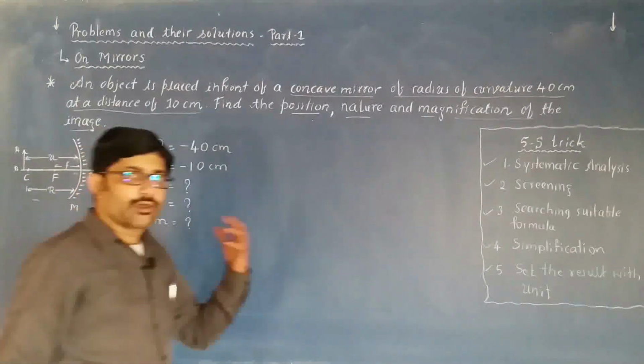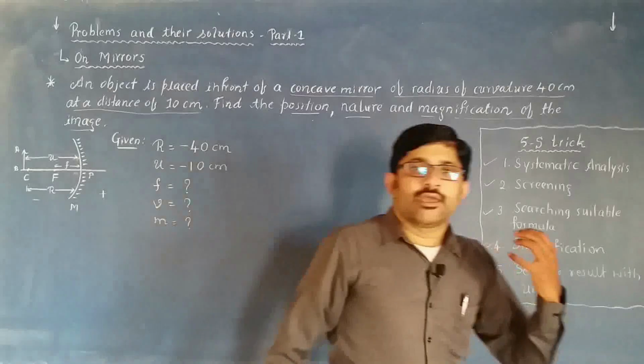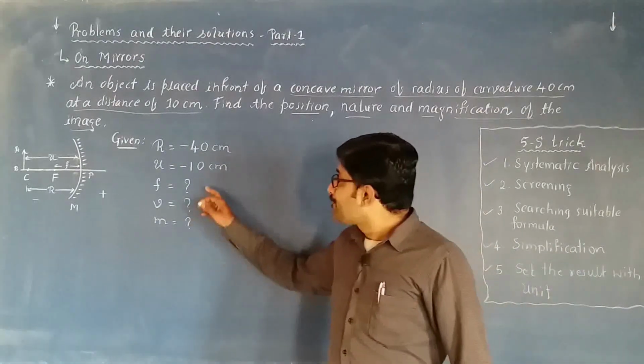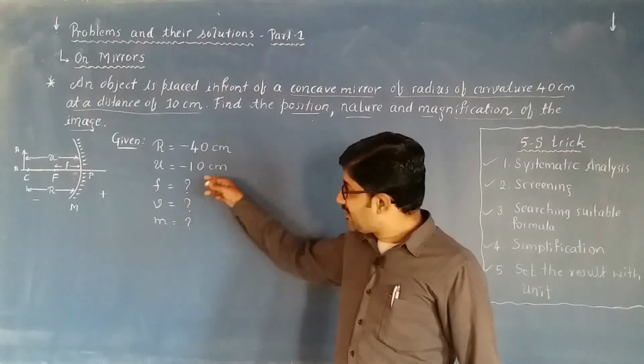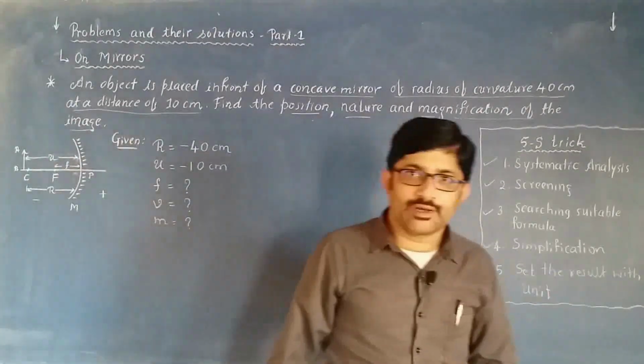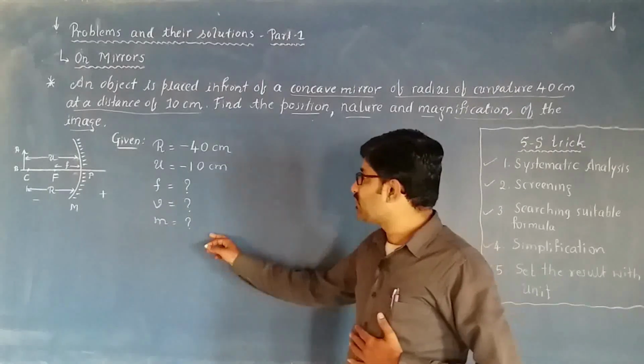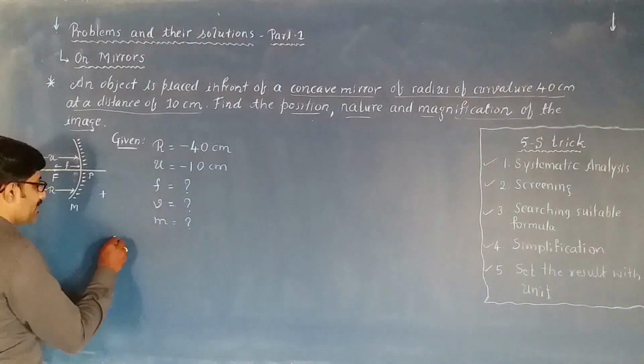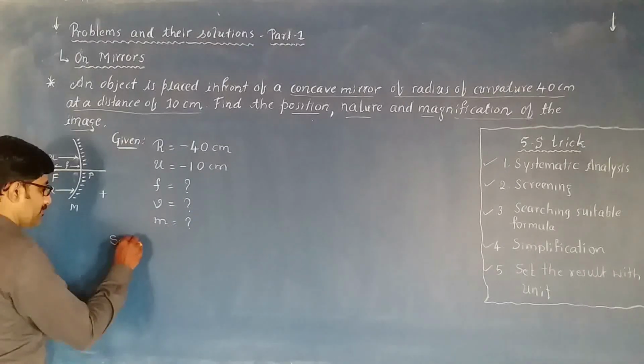So the radius of curvature is given with the object distance, you need to calculate the focal length F first, then image distance V is equal to how much, as well as magnification is equal to how much. So the third point, searching the suitable formula here, solution.